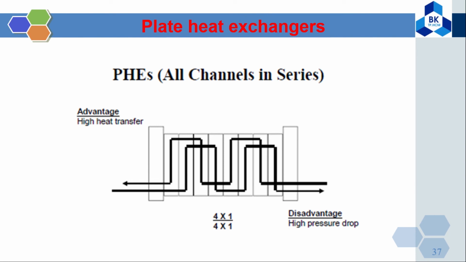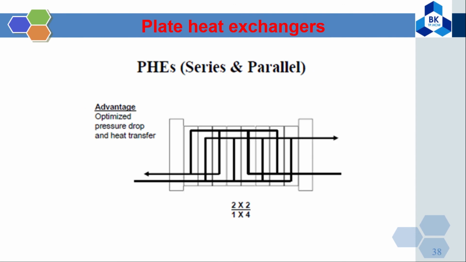So to combine these advantages and eliminate the disadvantages of the series and the parallel one, they combine series and parallel. So in this case, you can see they put both in parallel and in series at the same time. So in this heat exchanger, the advantage is that it optimizes the pressure drop and the heat exchange.